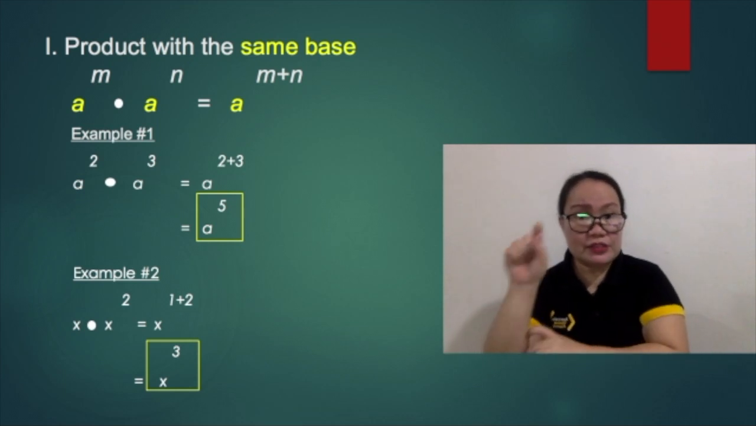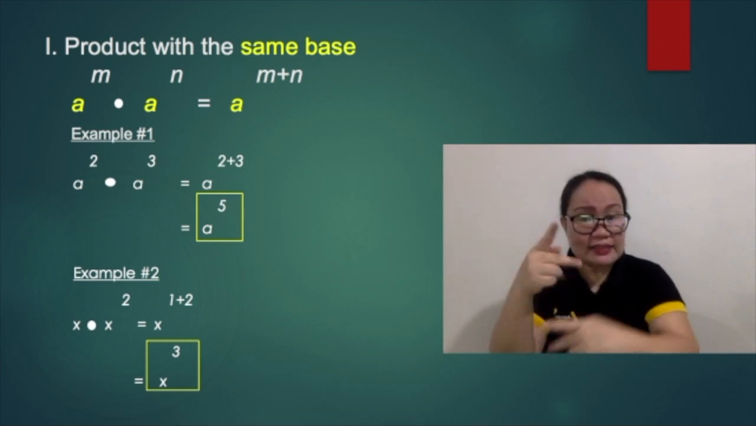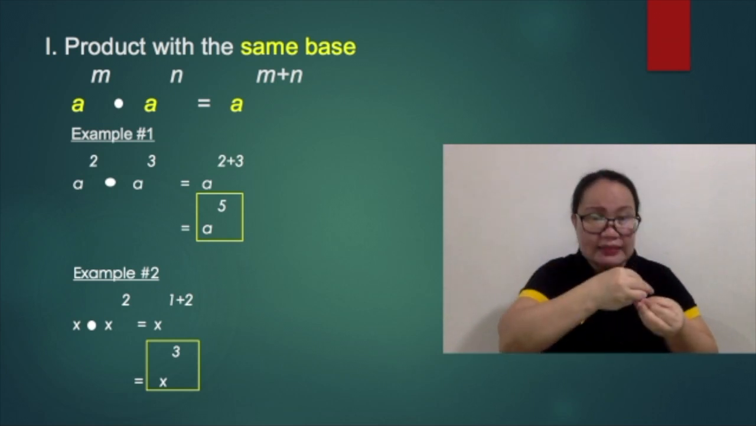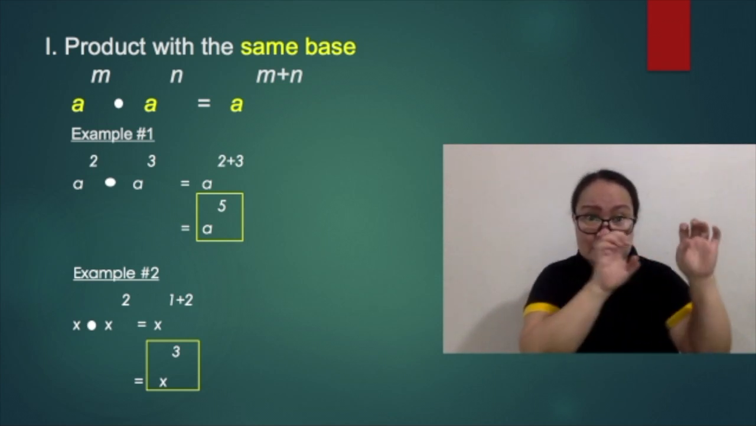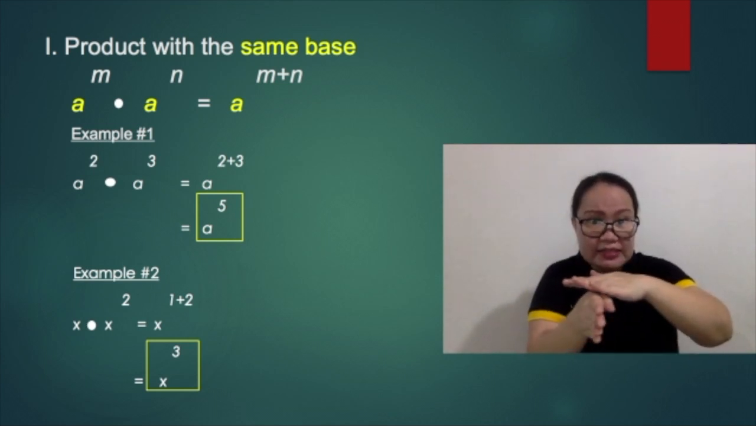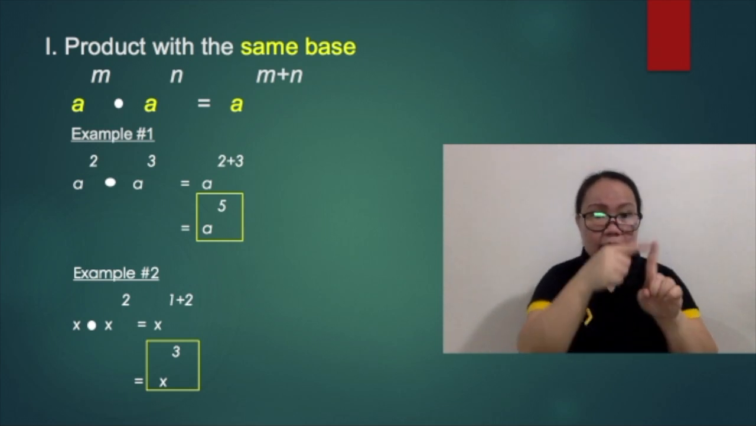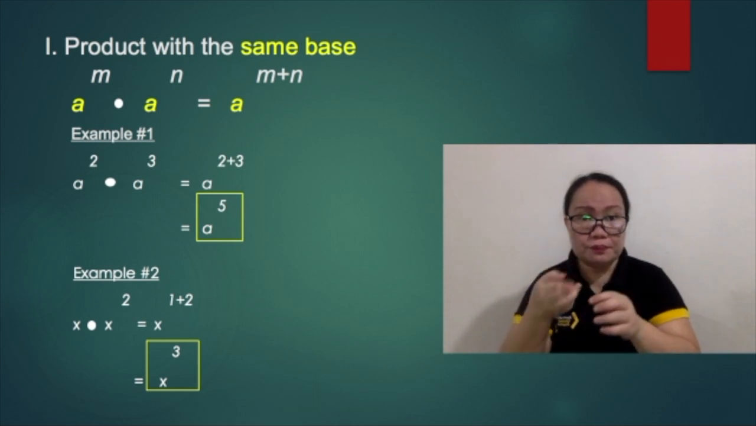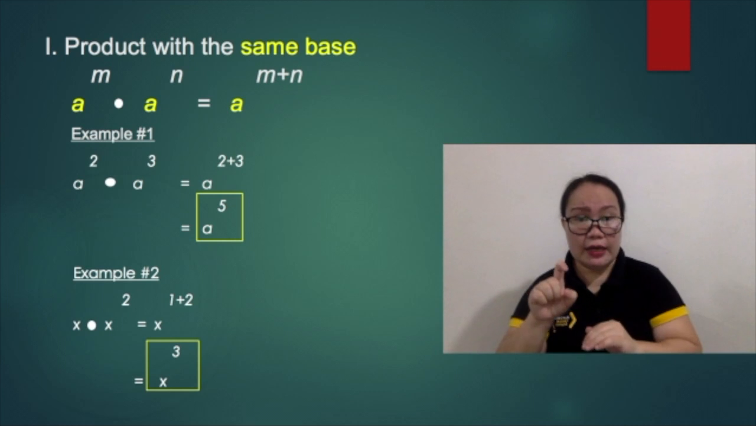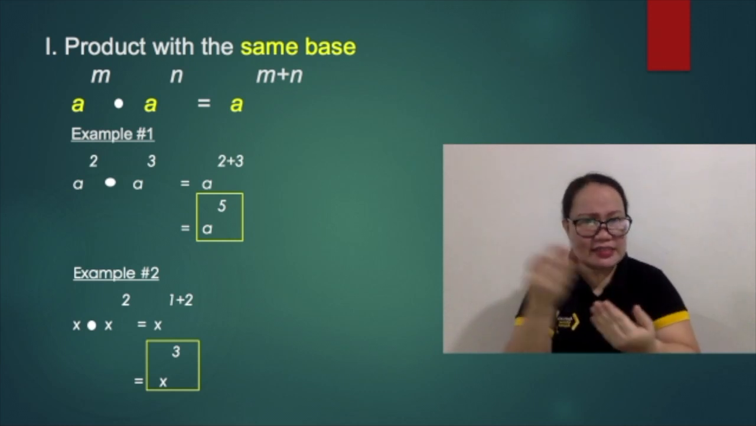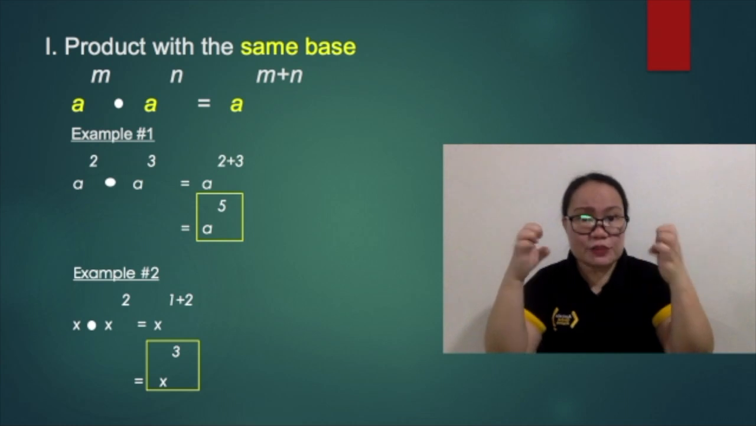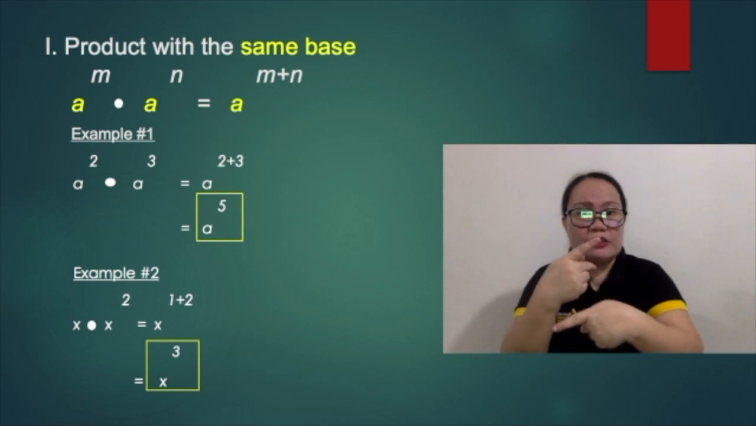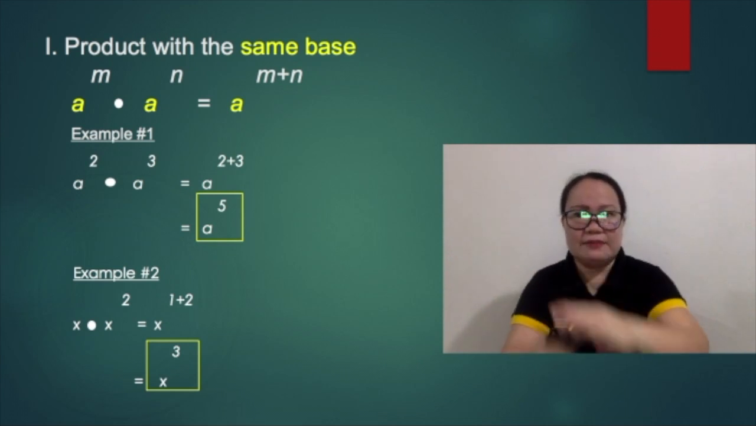So x raised to 1 times x raised to 2 is equal to, add the two exponents, keep the base, and then the exponent 1 plus 2. So x raised to 1 plus 2 is equal to x raised to 3. So very easy. Just add the exponents of the same bases. So this means product with the same base.